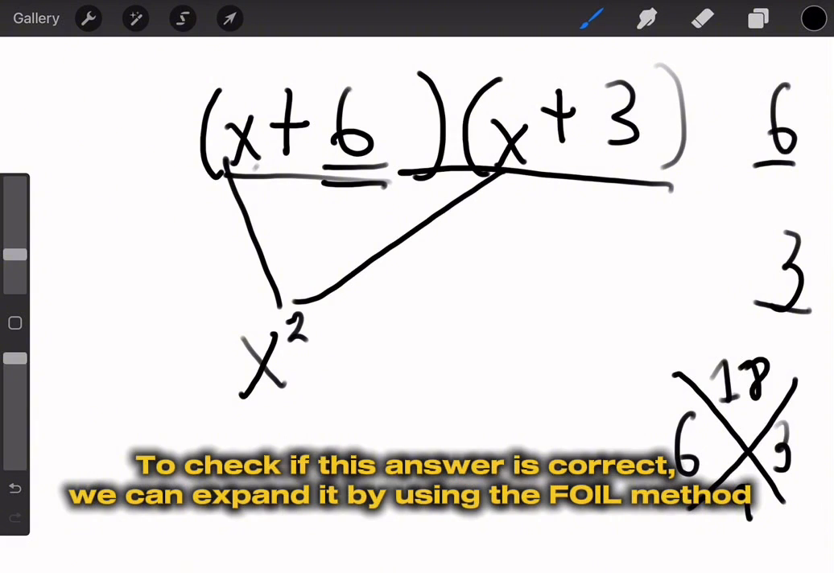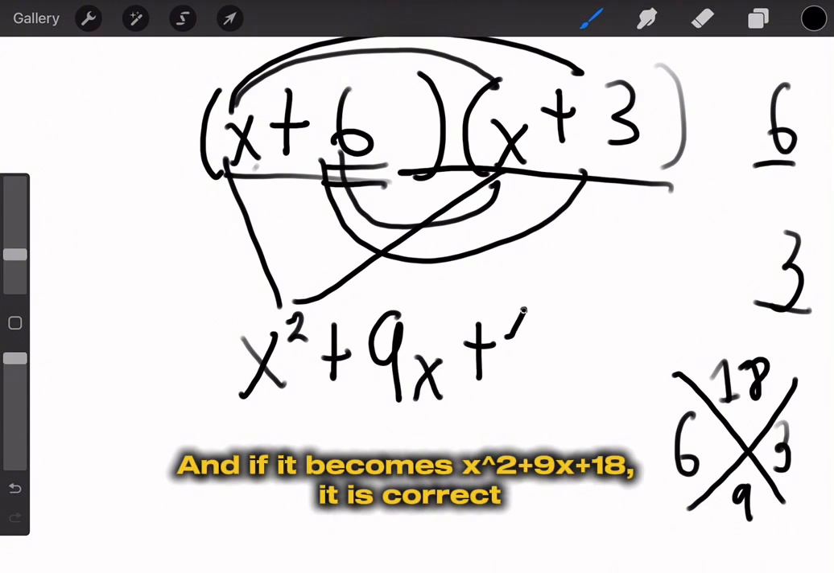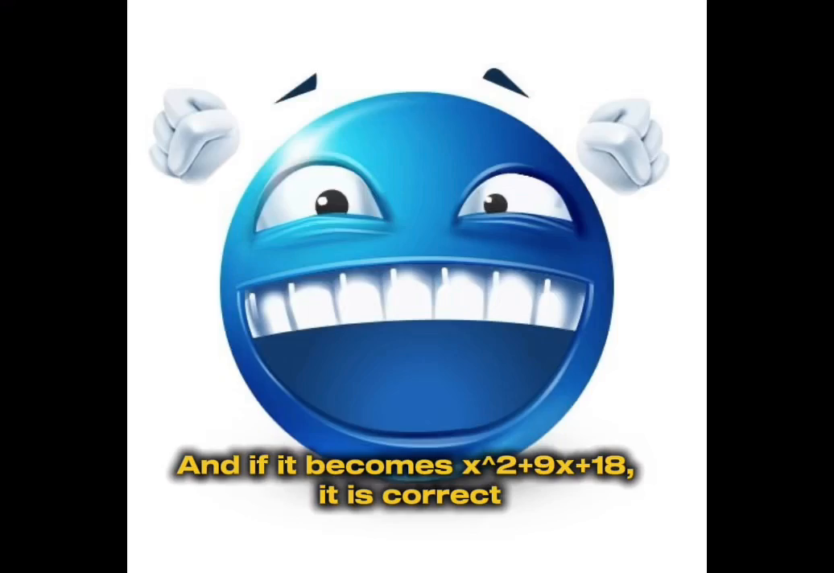To check if this answer is correct, we can expand it by using the FOIL method. And if it becomes x squared plus 9x plus 18, it is correct.